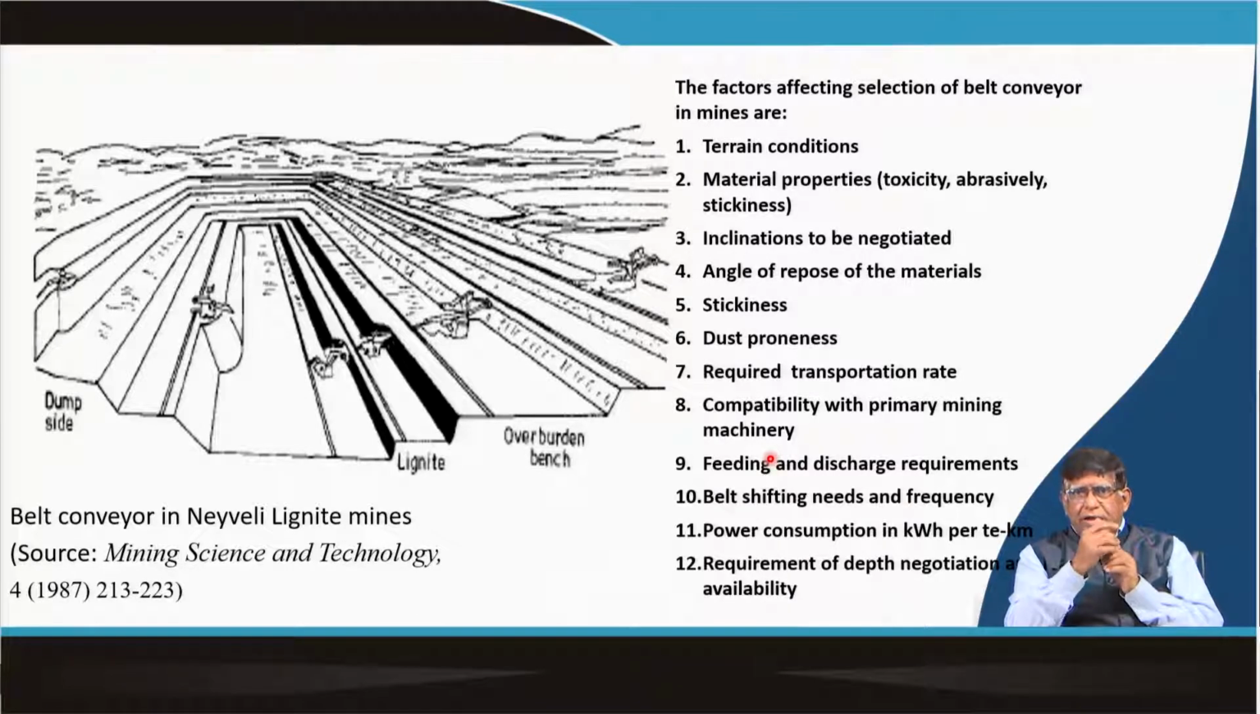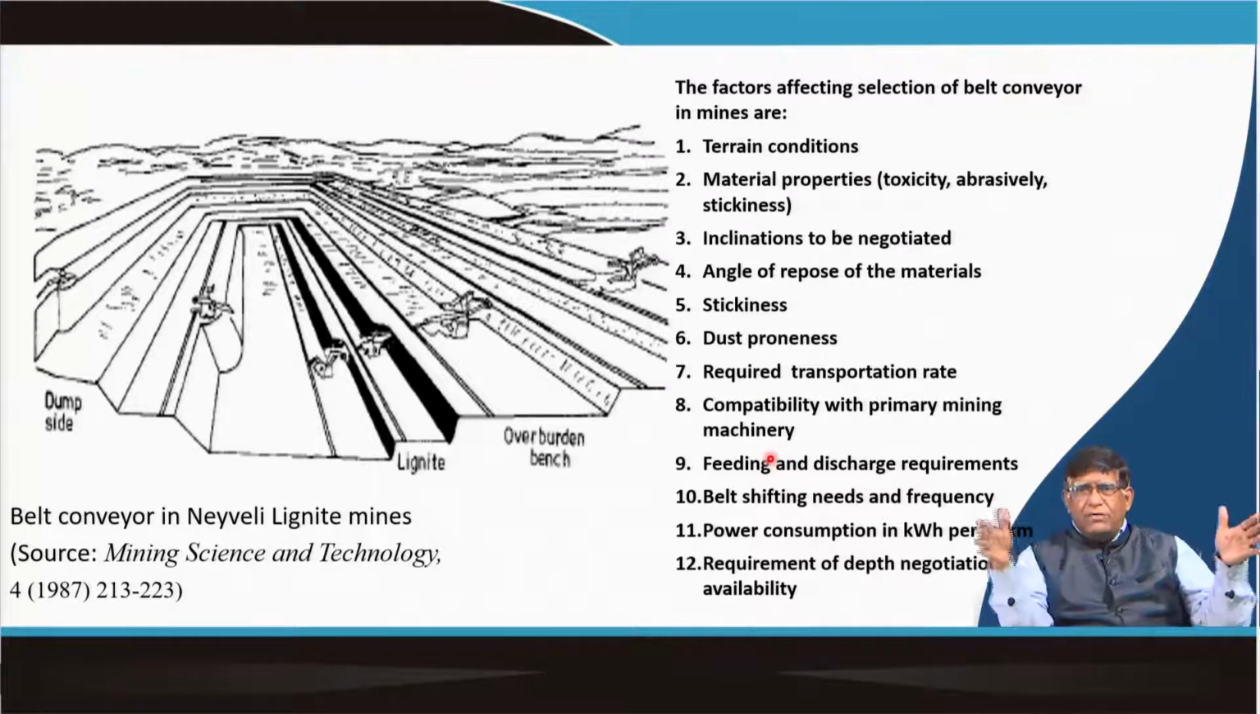Then dust proneness: sometimes during carrying, if the material vibrates amongst itself, it gets pulverized and goes off in the wind. So, we will have to have a cover type of thing, so that the wind does not come over there. Then we have to decide our rate. If we are giving coal or lignite to thermal power stations, what is the boiler's capacity, how much exactly do they need, 5,000 ton per hour or 10,000 ton per hour? Depending on that, we will have to design the width and the speed of that conveyor belt.